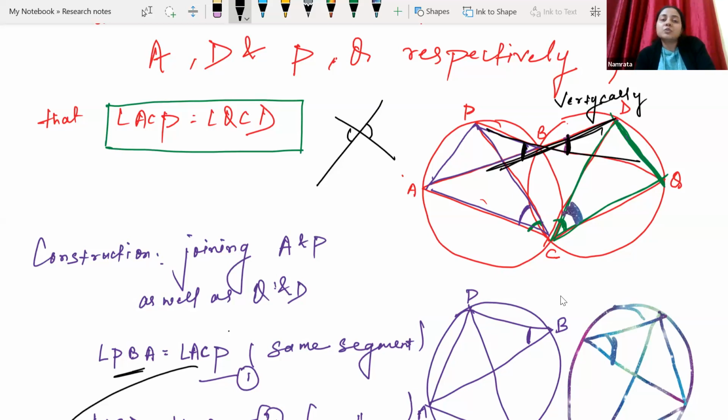Similarly, after joining Q and D, you will realize that there also you are getting two angles which are in the same segment and hence will be equal. We are also getting one pair of vertically opposite angles. Now we are just taking all the three equations and we end up getting the proof. That's it.